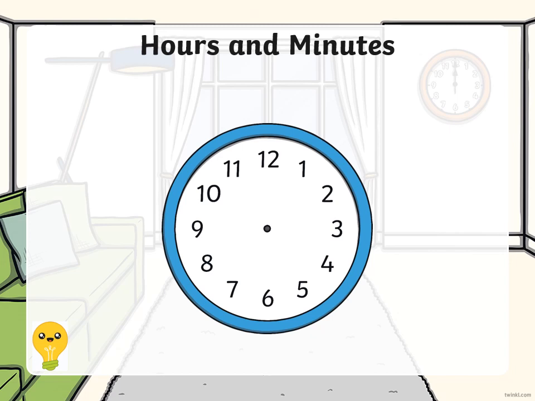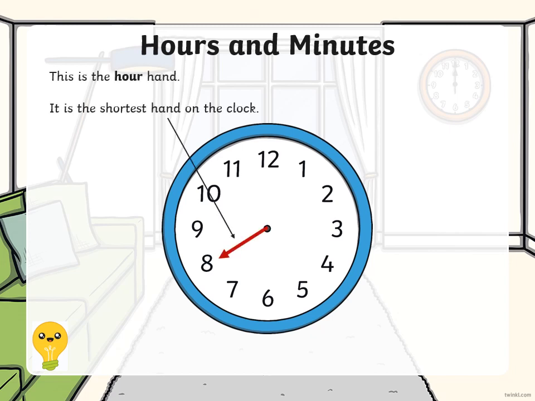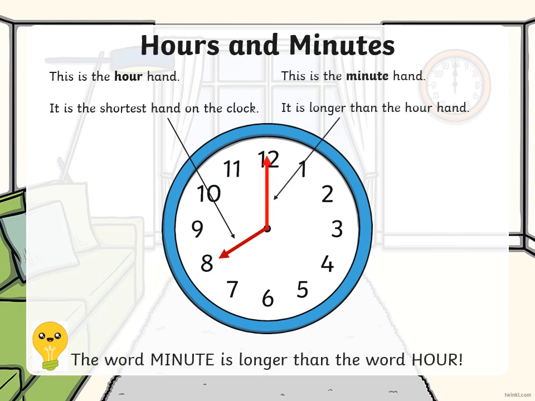An analog clock face is made up of generally a round shape with the numbers from 1 all the way round to 12. This hand is the hour hand. It is the shortest hand on the clock and points towards the hour of the day. This hand is the minute hand. It is longer than the hour hand. It shows how many minutes past or to the hour it is.